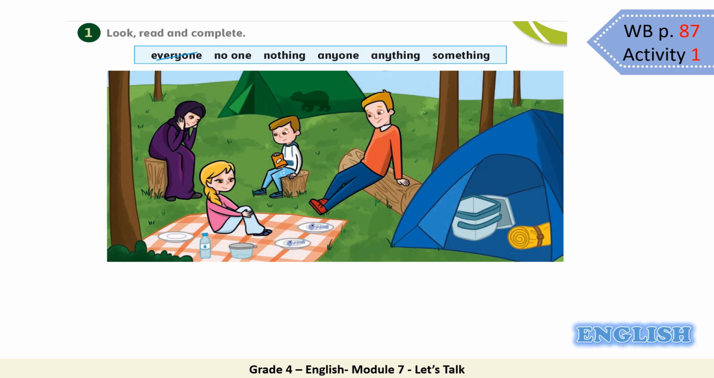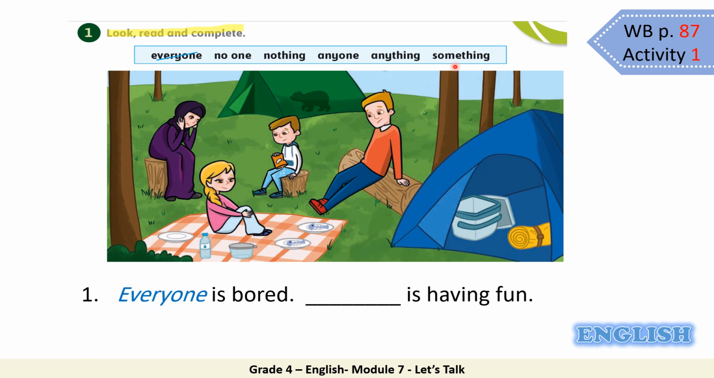Now let's try to read the question and the words in the box together to answer. Look, read, and complete. Everyone, no one, nothing, anyone, anything, something. Actually, number 1 is already done for you. Everyone is bored. What could be the missing word in the next sentence? Is having fun. You are right. No one is having fun.